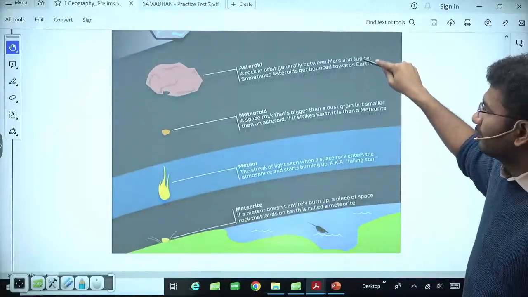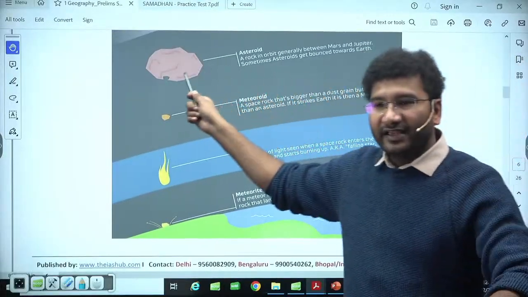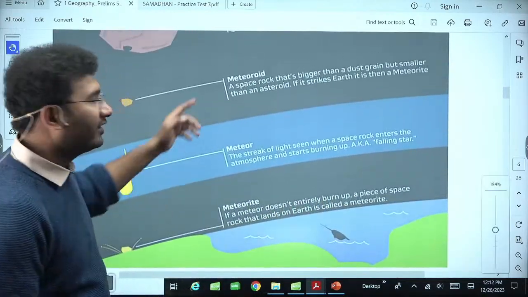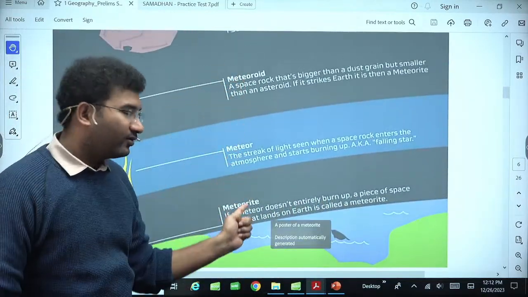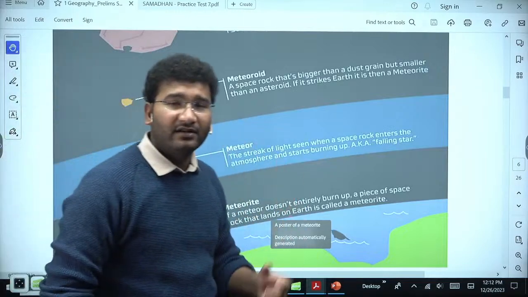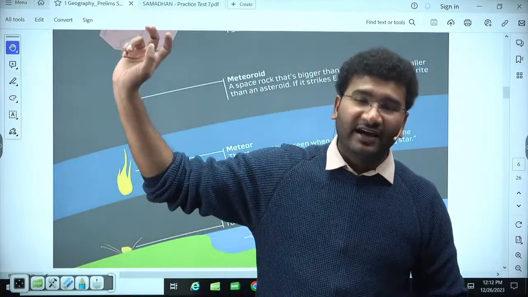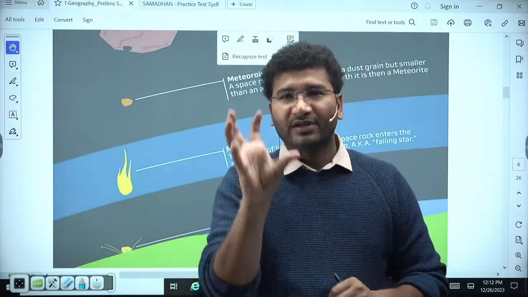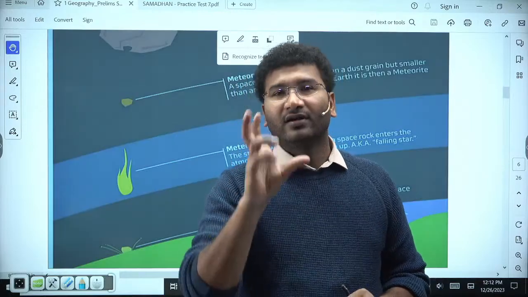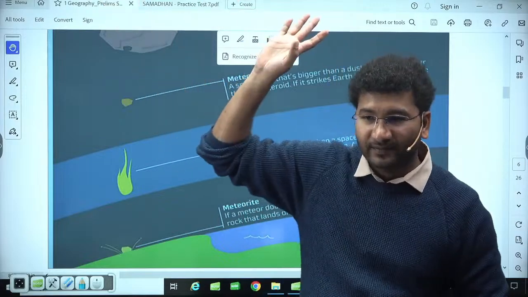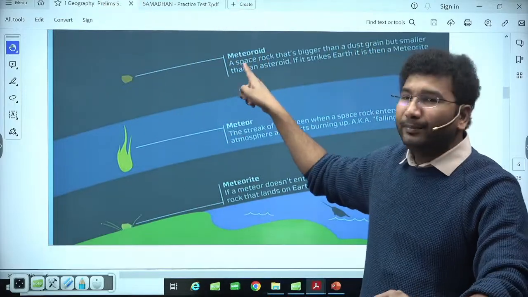See here, the same asteroid is also called a meteoroid or meteor or meteorite. It is called a meteoroid when it has moved away from that asteroid belt and started to move towards the Earth. Now the size can be as small as your football or cricket ball, or it can be as big as the size of a city. That is called a meteoroid.